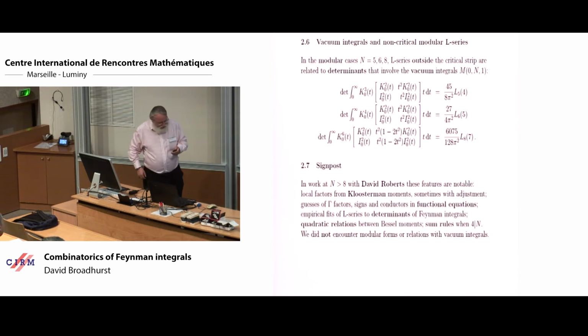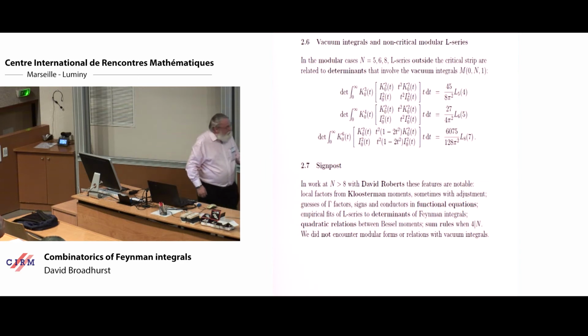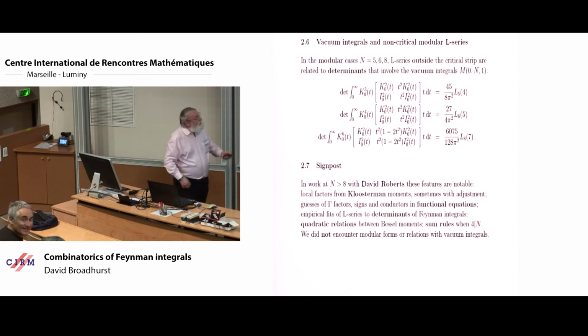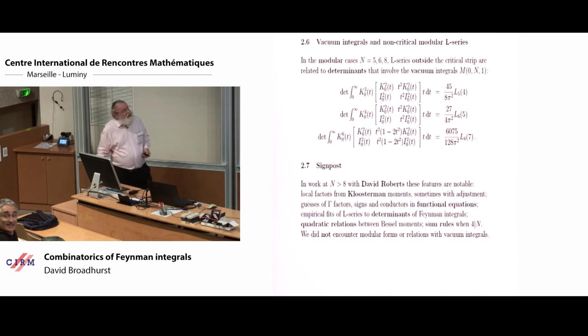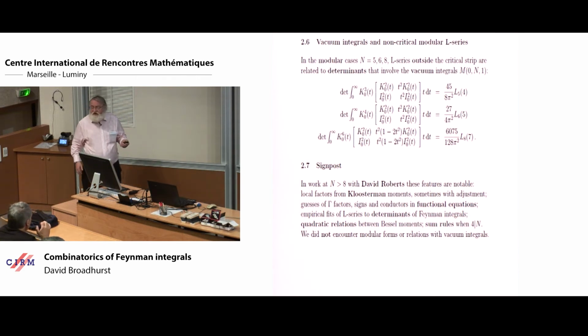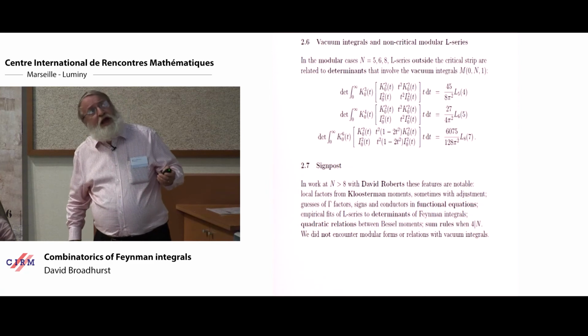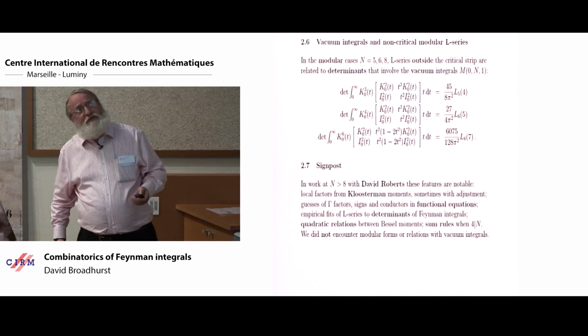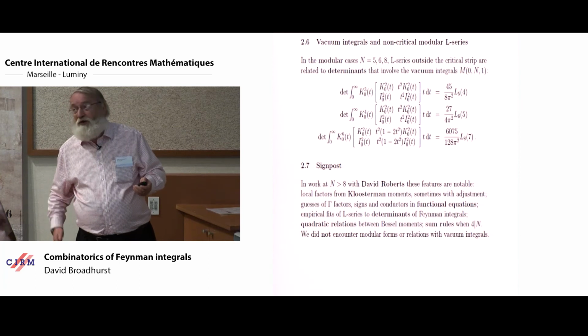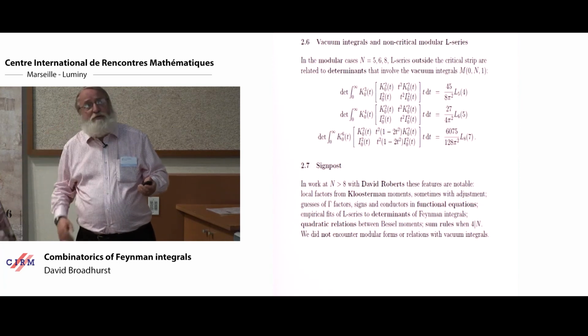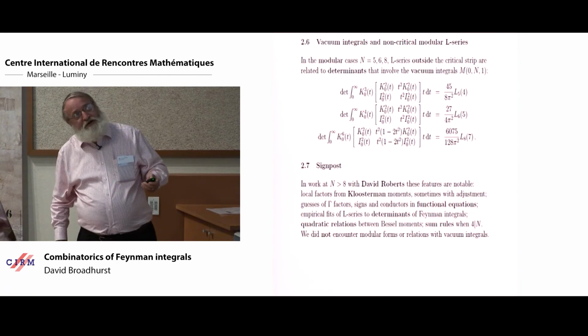Now, there are also diagrams called vacuum diagrams where you remove the external line and only have Bessel functions, and these are related to non-critical L-series, something that mathematicians find very, very surprising, that I can get outside the critical strip, but only when I have the modular form for 5, 6, and 8 Bessel functions. You see the strip here runs from 0 to 3, so I'm 1 unit outside. Or you could think of this as being the derivative at s equals -1. And here I have determinants, and they include vacuum diagrams.